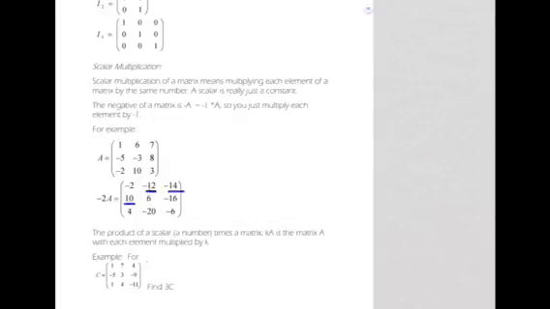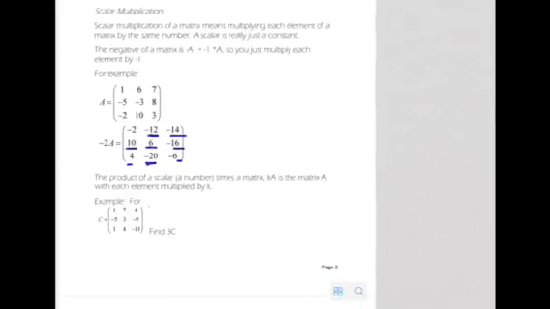Negative 3 times negative 2 is positive 6. 8 times negative 2 is negative 16. Negative 2 times negative 2 is positive 4. Negative 2 times 10 is negative 20. Negative 2 times 3 is negative 6. So in general, the product of a scalar, a number, times a matrix, k times A, is the matrix A with each element in that matrix multiplied by the constant k.